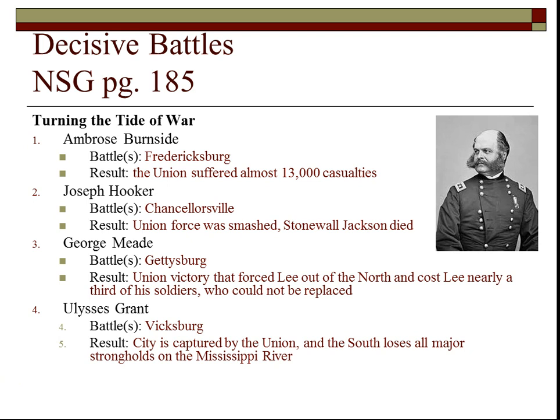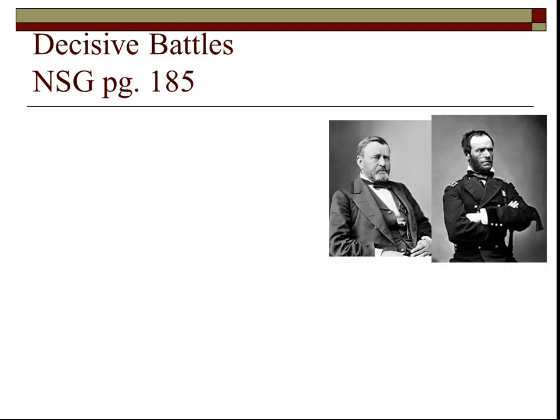Ulysses S. Grant, the Battle of Vicksburg. The result is that, captured by the Union, the South lost all major strongholds on the Mississippi. So the part of the Anaconda Plan to split the South in half is now completed, to control all the Mississippi River. And so this is kind of the beginning of the end of the South.